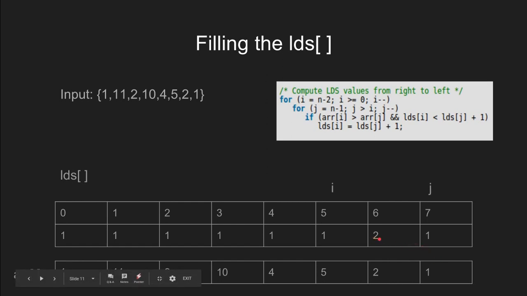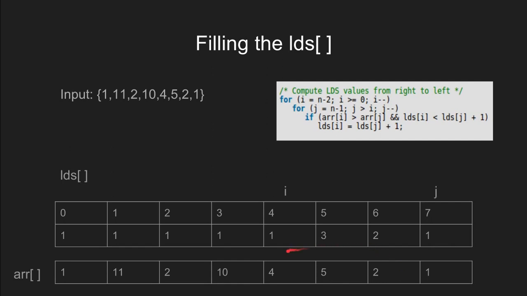Now i will be equal to 5 and j will be equal to 7. 5 is greater than 1, so LDS[5] becomes 1 plus 1 equals 2. Then we update the value of j, it becomes 6. 5 is again greater than 2, so LDS[5] becomes 2 plus 1 equals 3.